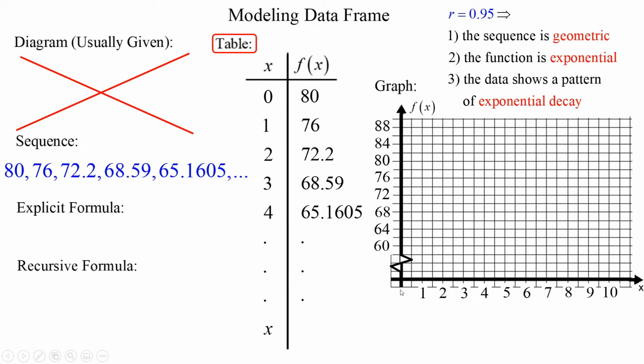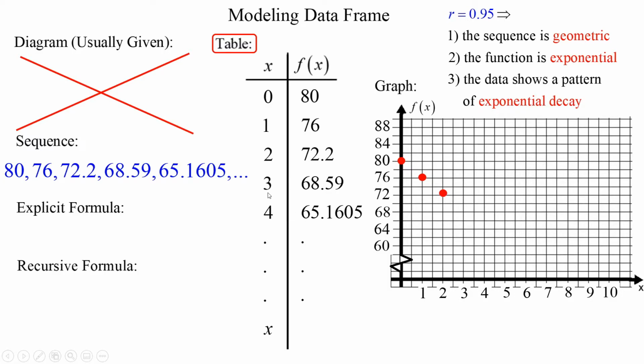When x equals 0, f of 0 is what? 80. And when x equals 1, f of 1 is what? 76. Nice. Right there, 76. And when x is 2, f of 2 is 72.2. So right about that 72. I mean, slightly above it, but that's going to be hard to show. Okay, I exaggerated that a little bit, you guys.